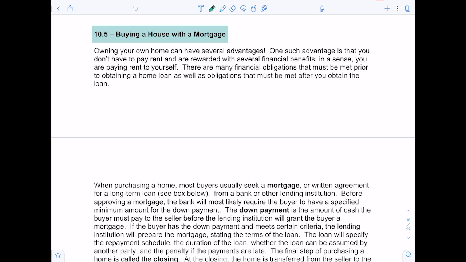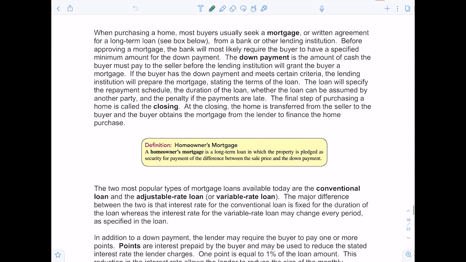So there are several advantages to owning homes, and one of those is that you don't have to pay rent. Basically, you're rewarded with the financial benefits. Eventually, homes usually will gain value, and when you go to sell your home down the line, you can profit off of it. There are many financial obligations, though, that have to be met in order to qualify for a home loan.